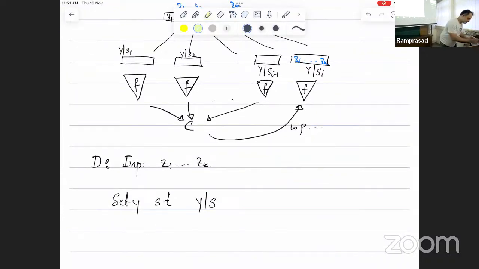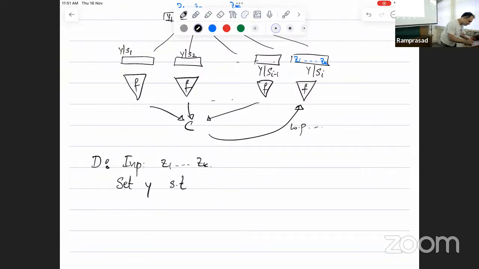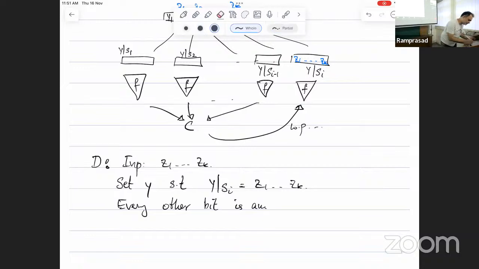So I'm going to say set Y such that Y restricted to Si is equal to Z1 through Zk. Every other bit is sampled uniformly.